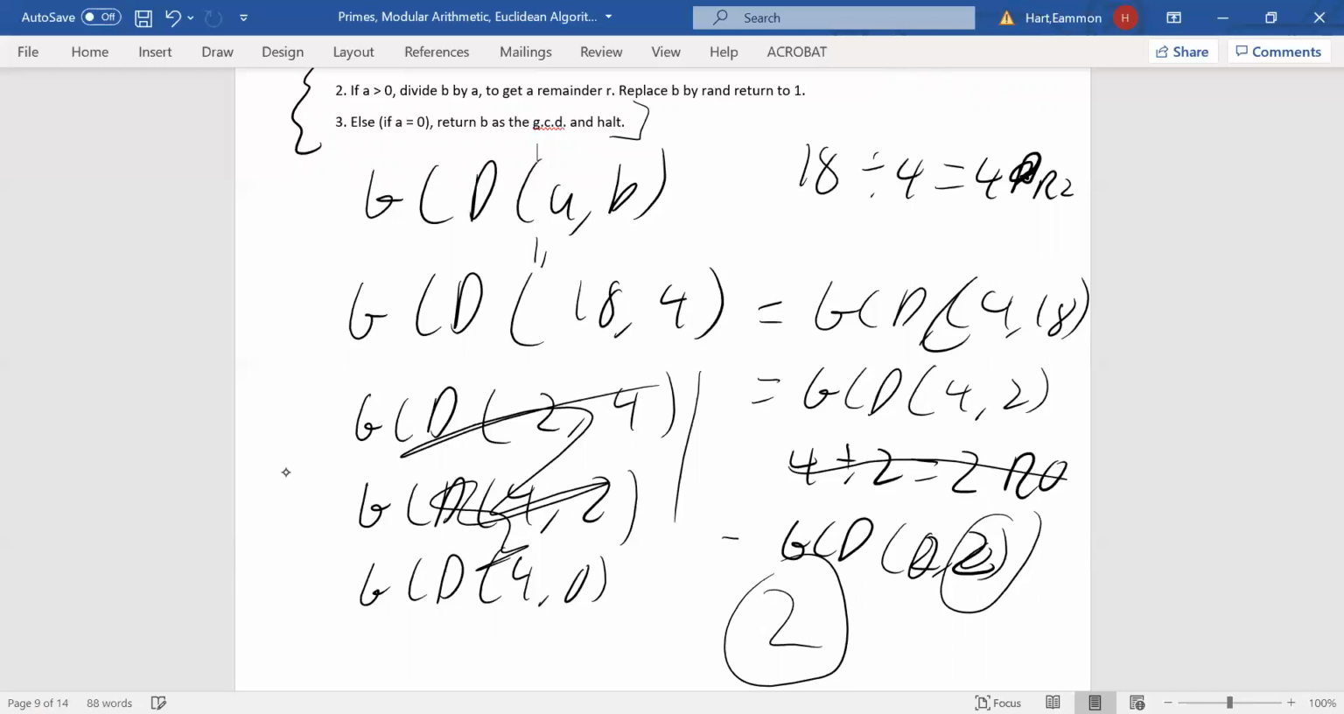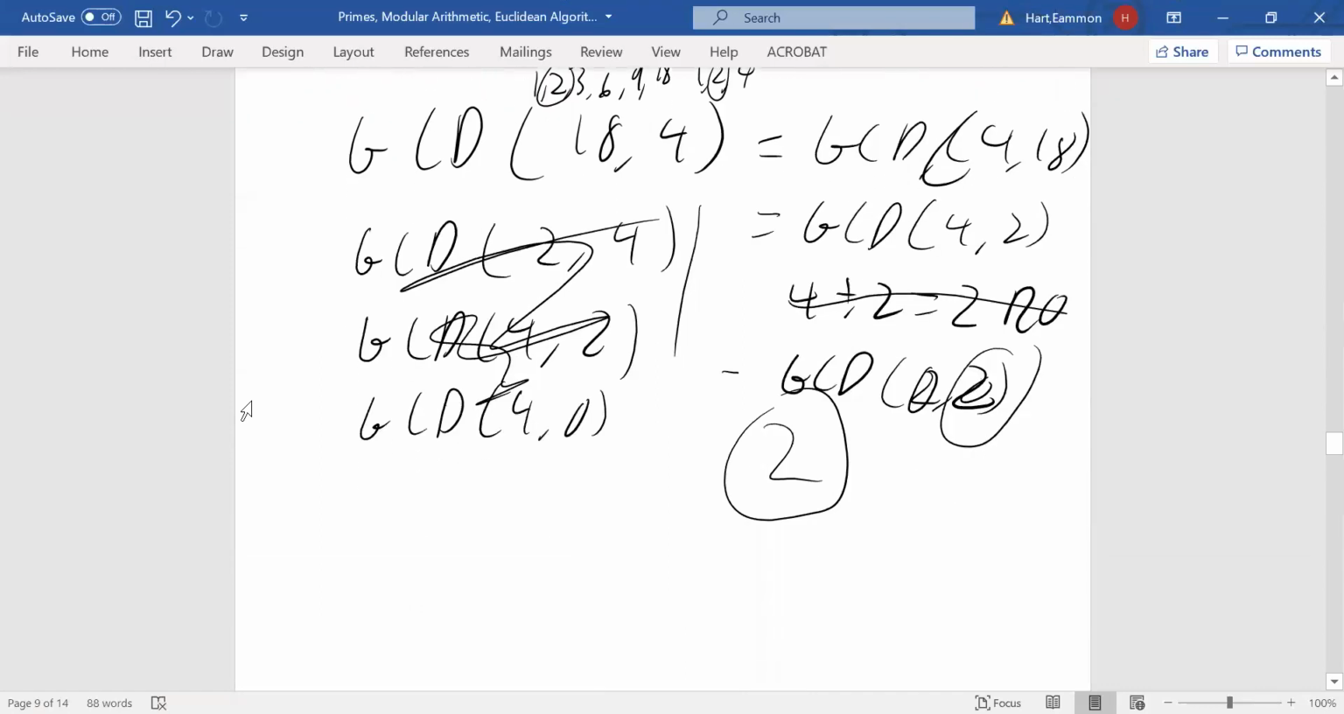You should be able to check this. So 18 has 1, 2, 3, 6, 9, and 18. That's everything, right? Yeah, that's everything. And 4 has 1, 2, 4. So 2 is the greatest of the only 2 common divisors here.